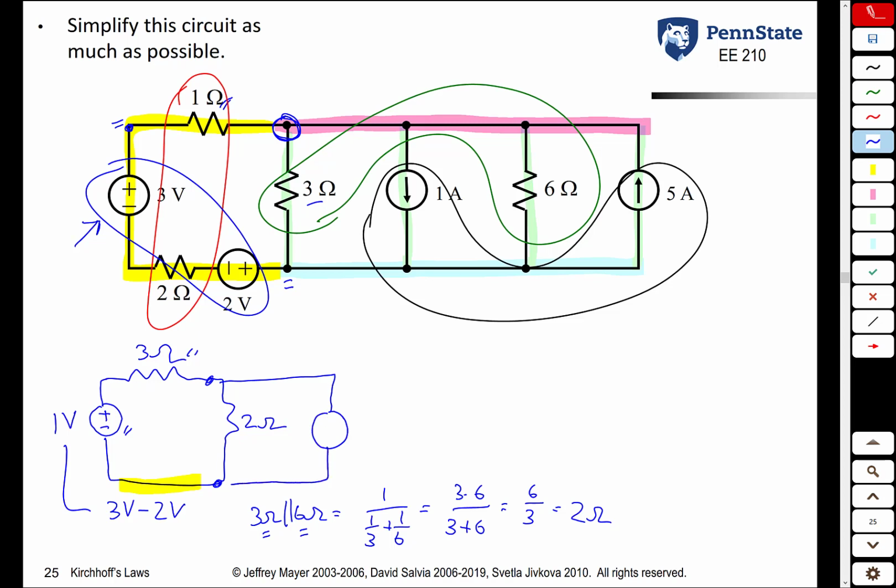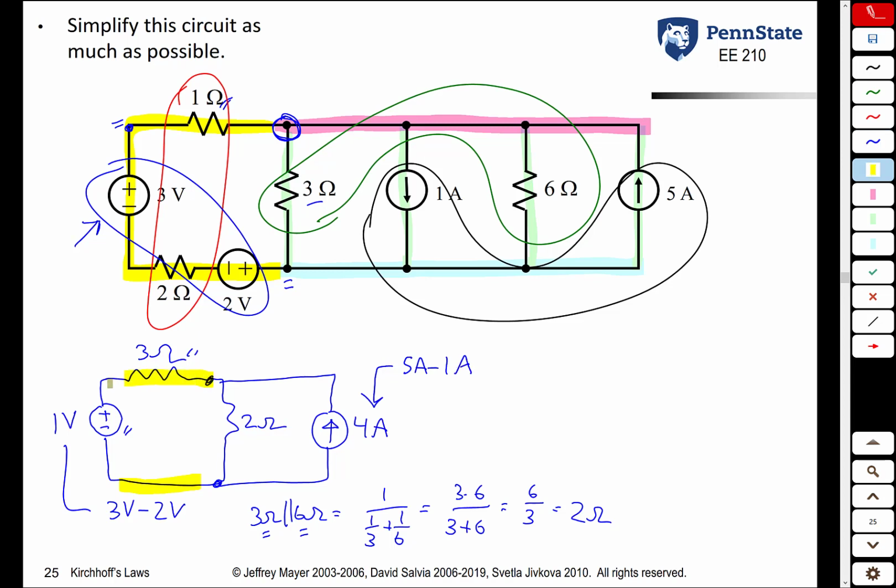And then finally, the 1 amp and the 5 amp current source are in parallel. So I will give an equivalent current source here. I will arbitrarily make the arrow pointing up, and now I want to look. The 5 amp source is in the same orientation. The 1 amp source is the opposite orientation, so this value is going to be 4 amps. Once again, that is 5 minus 1.